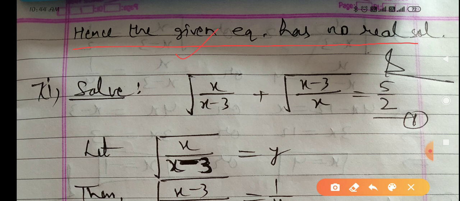So you have to keep in mind, for every quadratic equation you will not necessarily get a real solution. If real roots are there, then you will get a real solution, otherwise not.